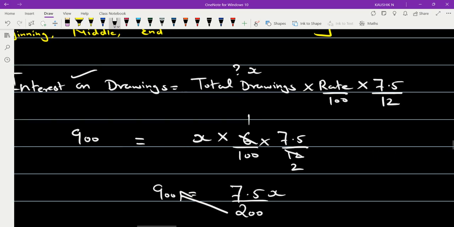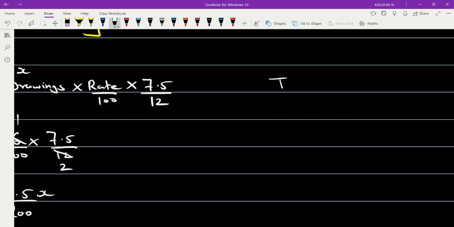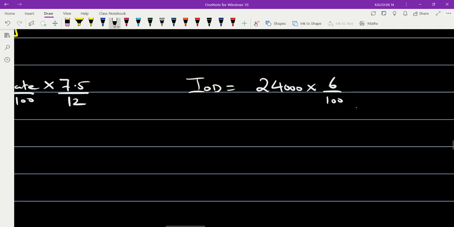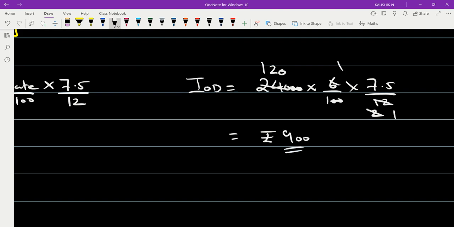Now you substitute in this formula, the interest on drawings formula. Interest on drawings is equal to total drawings, which we derived as 24,000. The rate is 6 percent, and it is for 7.5 by 12. Cancel these two zeros, these two zeros. 6 ones are 6, twos are 12, times 1. So 120 into 7.5. Work out and see what value you get. 120 into 7.5. What is the value? 900.